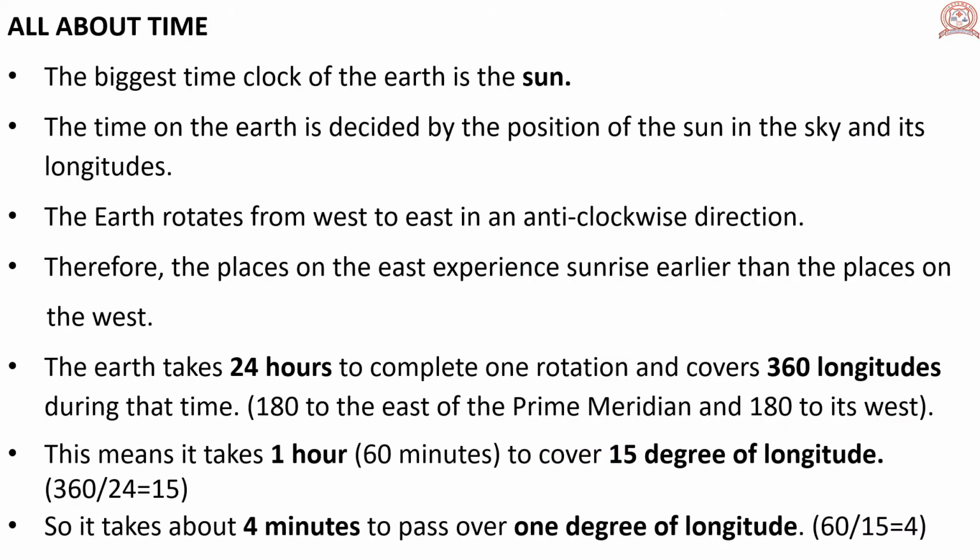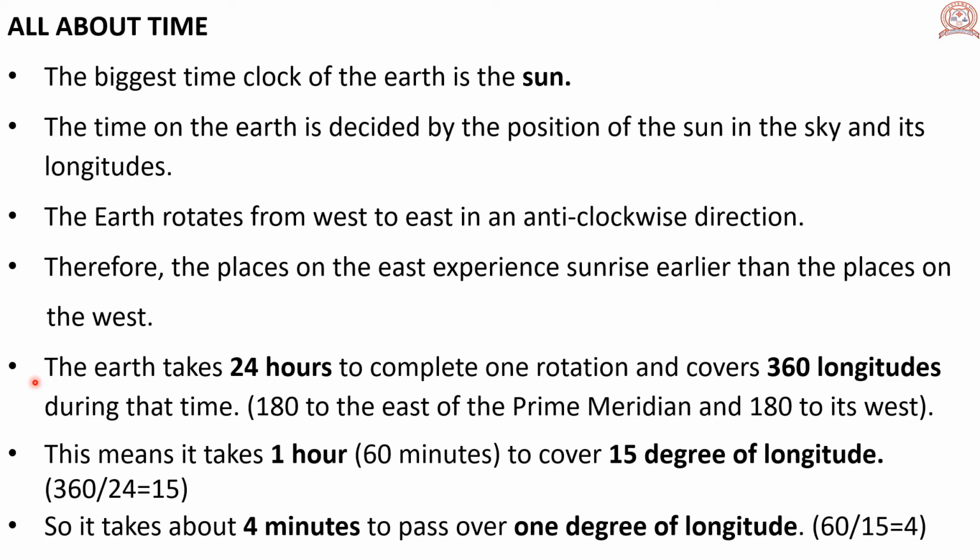All about time. The biggest time clock on the earth is the sun. The time on the earth is decided by the position of the sun in the sky and its longitudes. The earth rotates from west to east in an anti-clockwise direction. Therefore, the places in the east experience sunrise earlier than the places in the west.